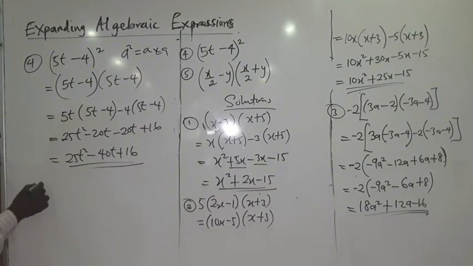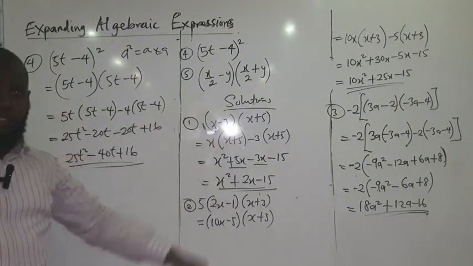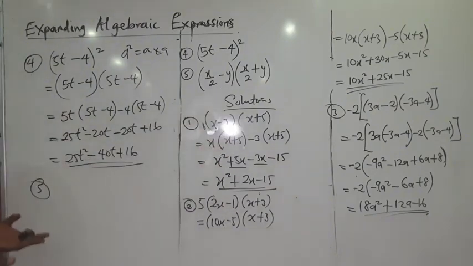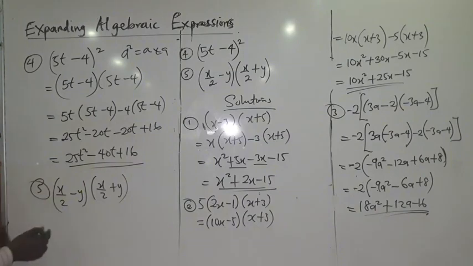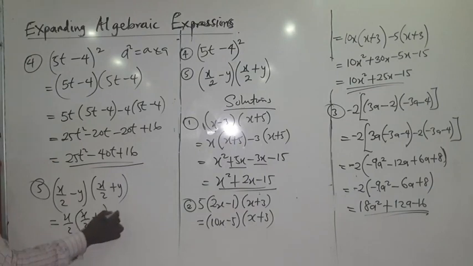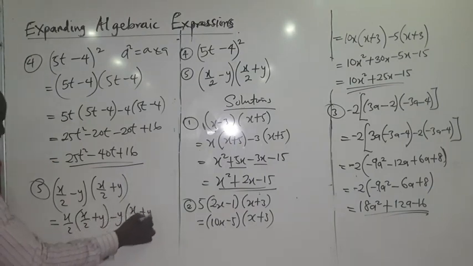Then for the last part here, this involves fractions. So the same way, we have x over 2 minus y into bracket x over 2 plus y. So this is difference of 2 squares. We're still going to look at that later on. So we are going to use x over 2 minus y into x over 2 plus y, sorry.